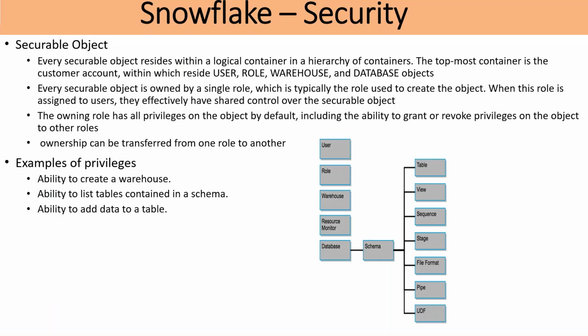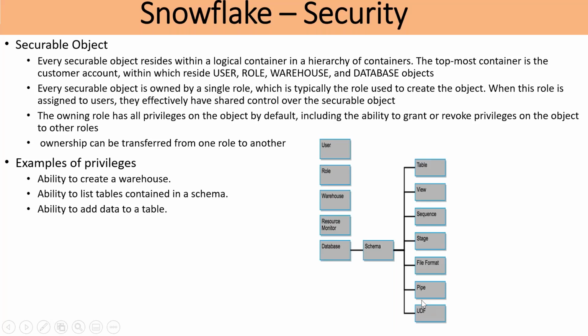You can grant a role to a user. You can grant a privilege to a role. You can grant privileges on a warehouse to somebody. You can grant resource monitors to a warehouse and database. Underneath the database, you have schema, and underneath the schema, you have all these objects.